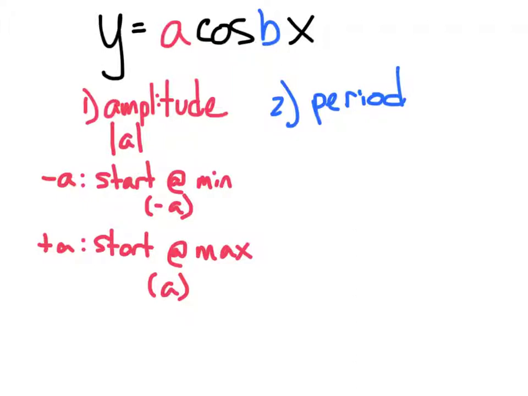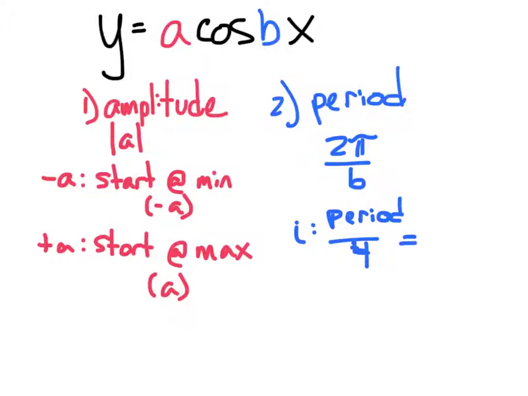The period we find the same way as we find the period for a sine. The period is 2 pi over b. And the increment is found the same way as well. It's just the period divided by 4. Just remember that this is the same thing as the period times 1/4. So if you're ever dividing by a fraction, or a fraction being divided by 4, it might be easier just to multiply by 1/4.